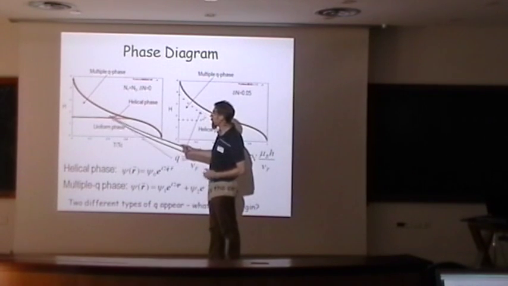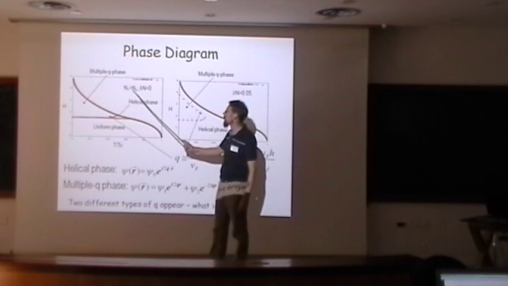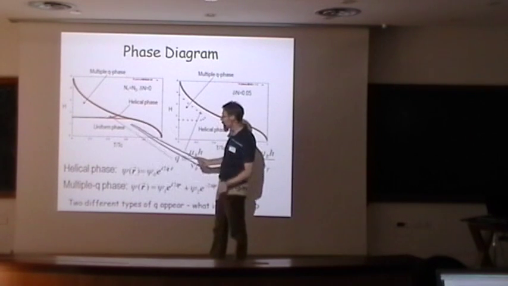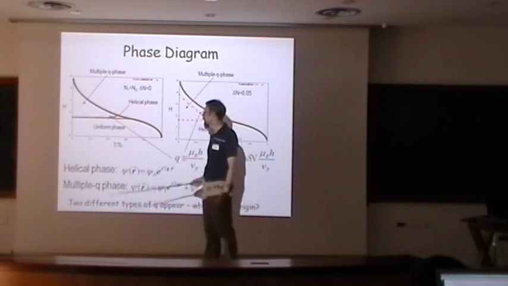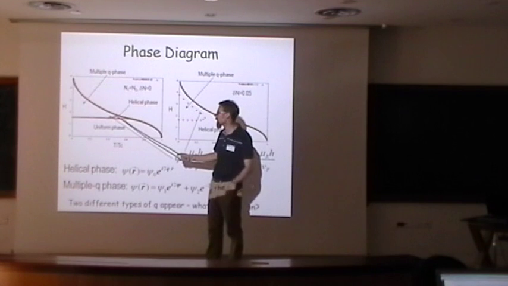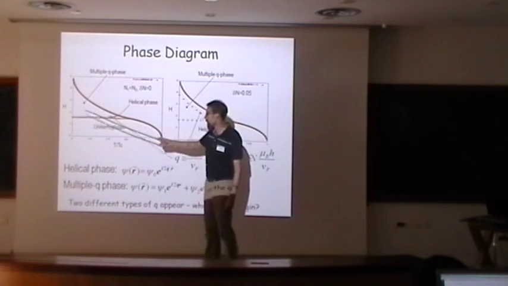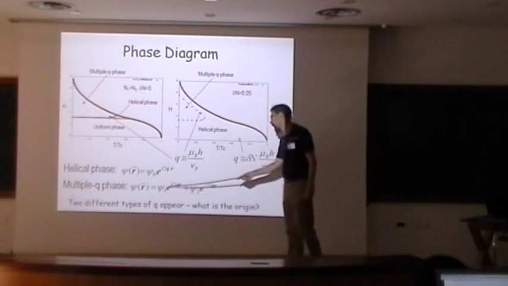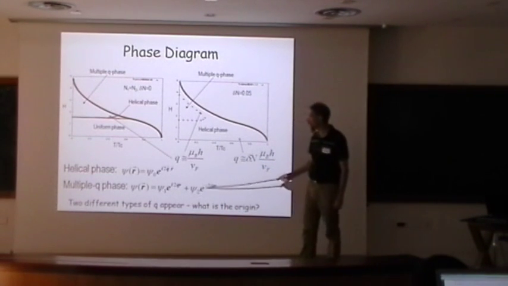If you have the two densities of states in the two bands equal, then you get three phases. You get a uniform superconducting phase. You get a helical phase where you just have one q component, e to the i q dot r, showing up, and a multiple q phase where you have many q components showing up, psi 1 e to the i 2q r, and then psi 2 e to the minus i 2q r.